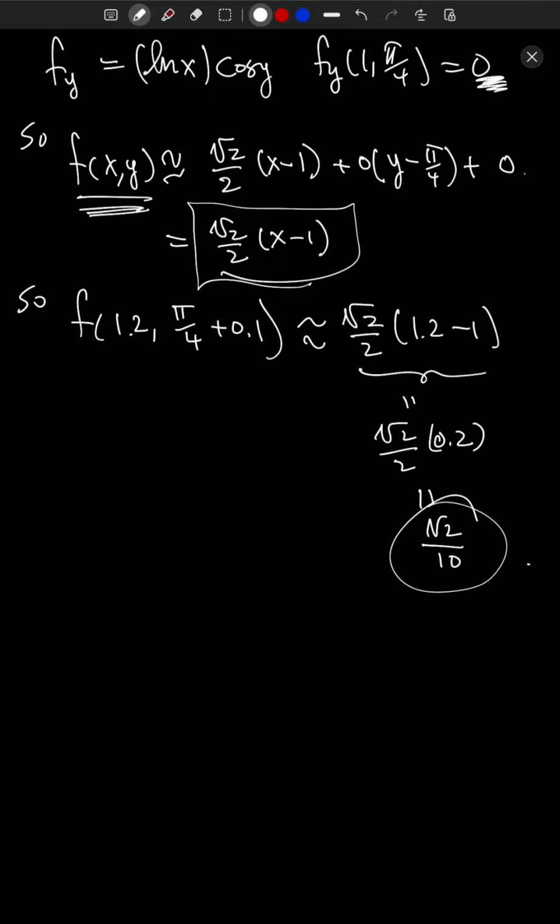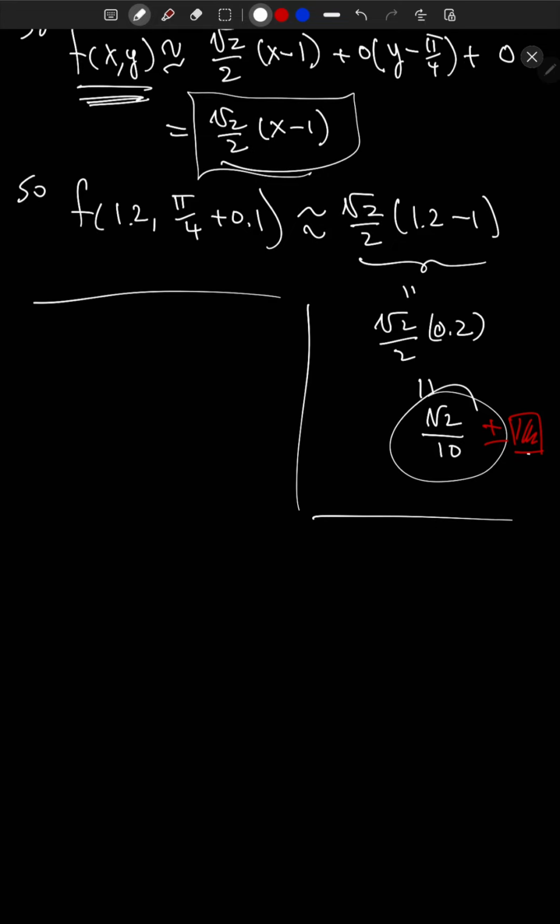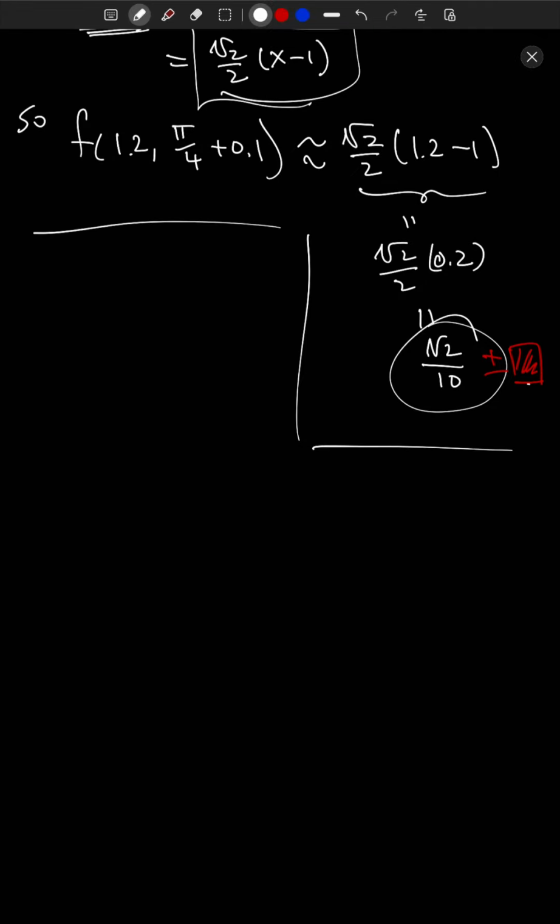All right, and again, in real life, you would need to analyze this a little bit more, and you would like to say your answer is this, and then plus or minus a certain threshold, right? Otherwise, if you don't know how accurate your approximation or how inaccurate it might be, then you can't really use it. Okay. So that's linear approximation.